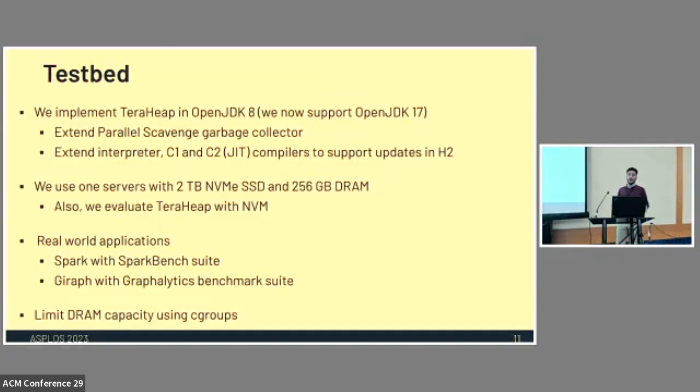To show that our design works, we implement TeraHeap in OpenJDK 8, but we also now support OpenJDK 17. We extend the Parallel Scavenge garbage collector, and we extend the interpreter and JIT compilers to support updates over the second heap. To evaluate TeraHeap, we use a server with a 2 terabyte NVMe SSD and 256 gigabytes of DRAM. Also in the paper, you will find more results with NVM. We use real-world applications in Spark and Giraph, and in all experiments, we limit the DRAM capacity using cgroups.